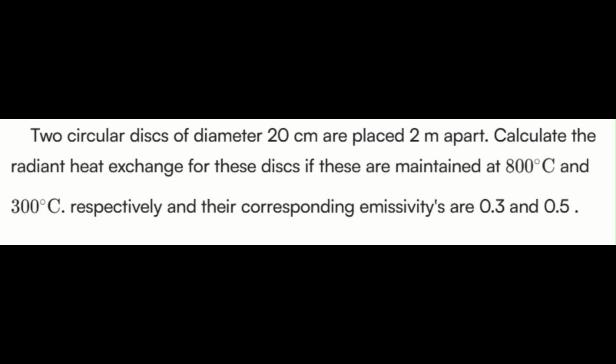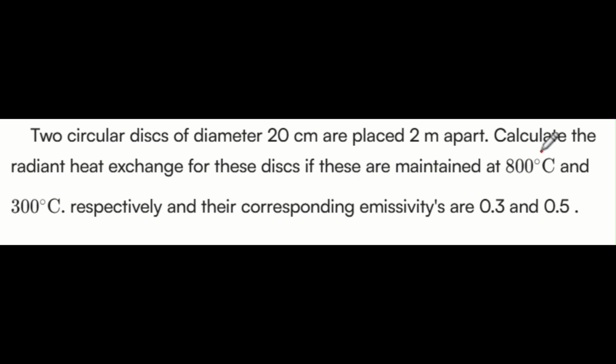Two circular discs of diameter 20 centimeter are placed 2 meter apart. Calculate the radiation heat exchange for these discs if they are maintained at 800 degrees Celsius and 300 degrees Celsius respectively, and the corresponding emissivities of the two discs are 0.3 and 0.5.